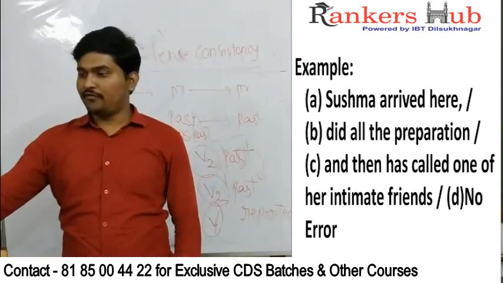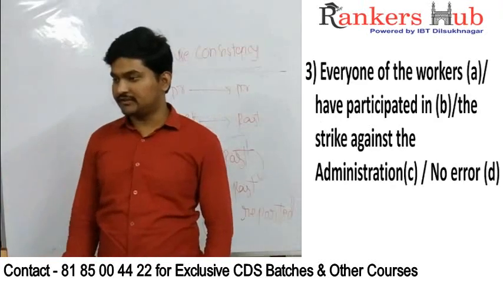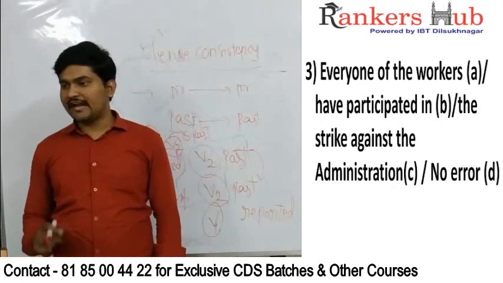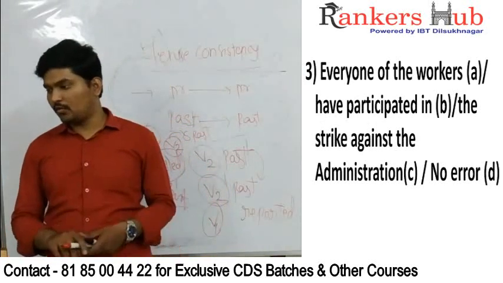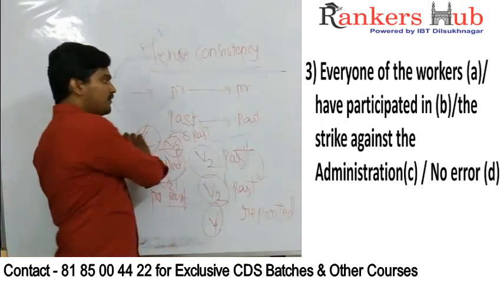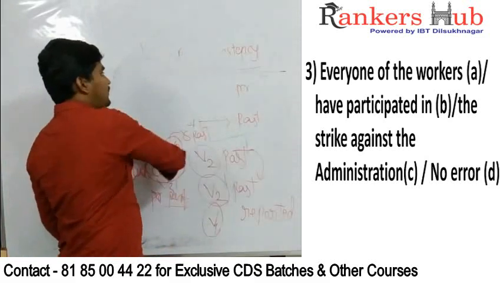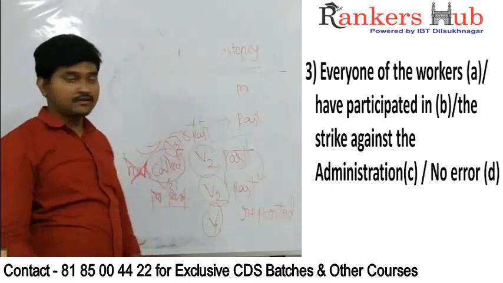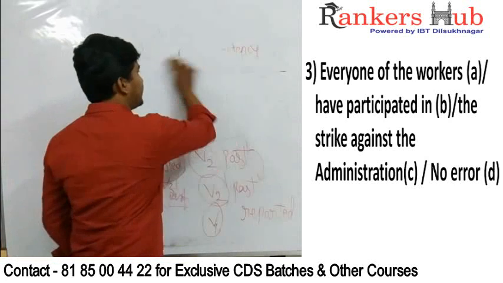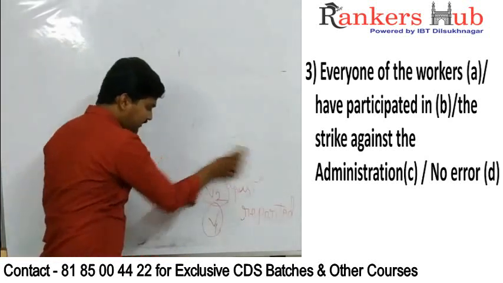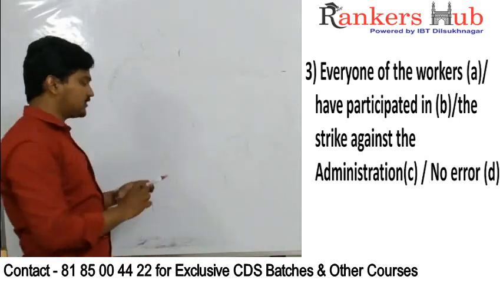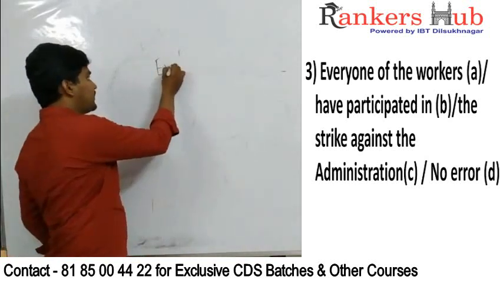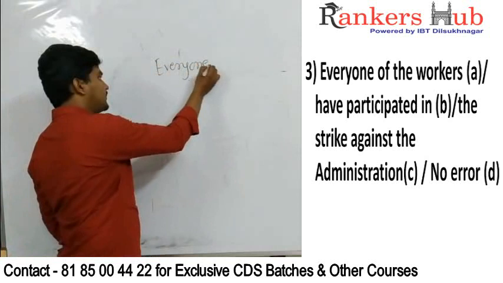Yes. Now moving on to the next question. Third question says every one of the workers have participated in the strike against the administration. Now what is the error in this statement? When you read this statement, guys, every one of the workers is what you can see, then it is followed by a word called have. Is it correct? Is it proper to use that? Everyone is actually the subject in the statement.